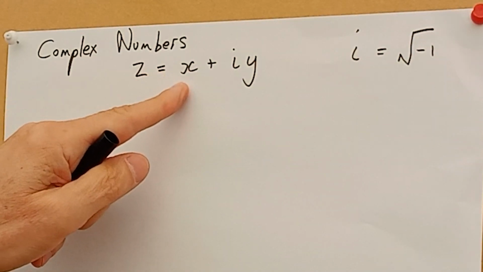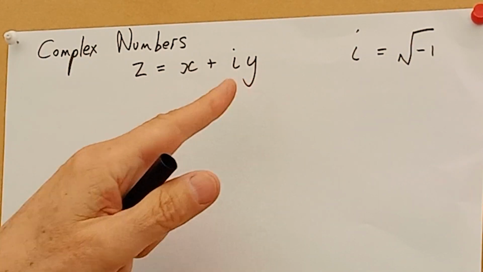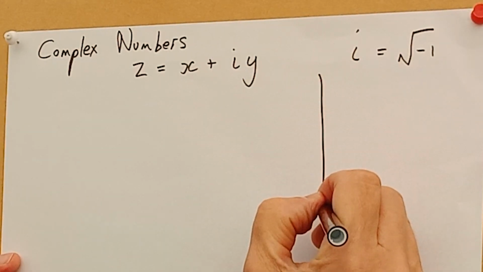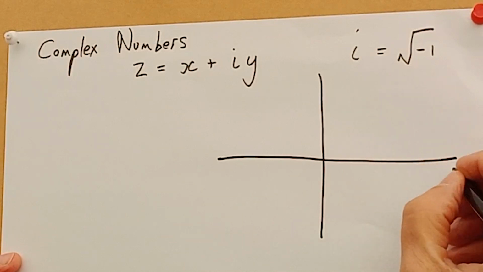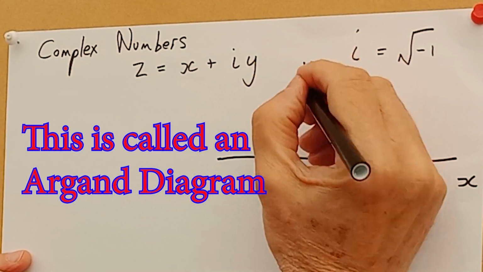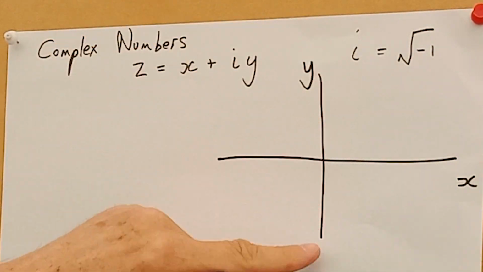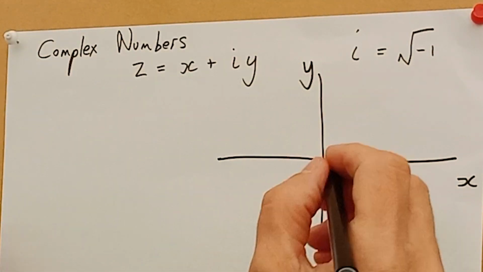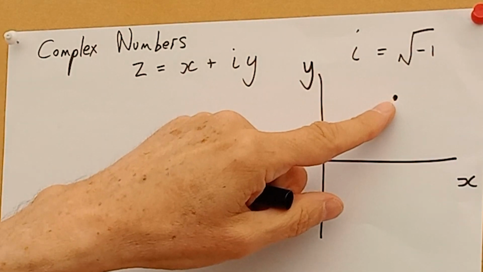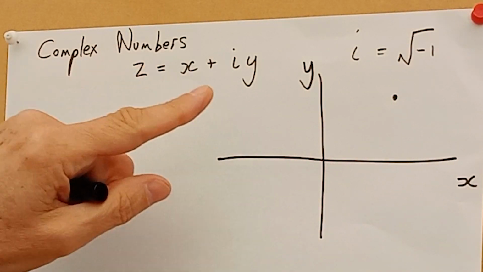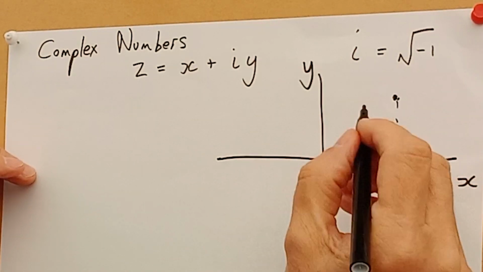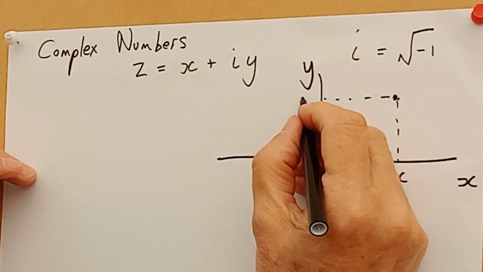x is the real part, y is the imaginary part. And this can be shown if you put two lines here. One is the real x axis, and this one here is the imaginary y axis. And we can put a representation of the complex number here. That's x and that's y.